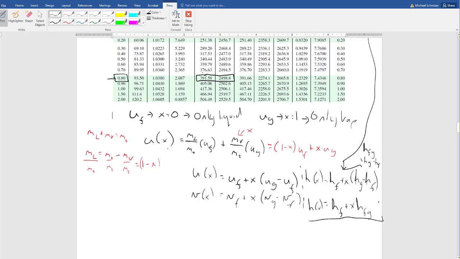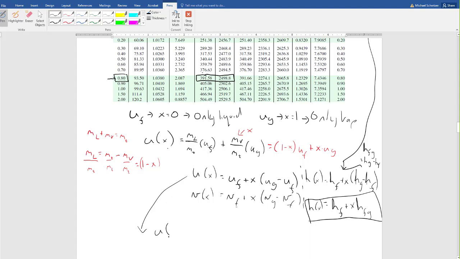So we don't have to worry about this too much yet. Not till we start looking at open systems. We don't really deal with specific enthalpy too much until then. But I just wanted you to be aware of the nomenclature of what these different variables mean. Right? So that's only there for the h's. But now we can answer this question.